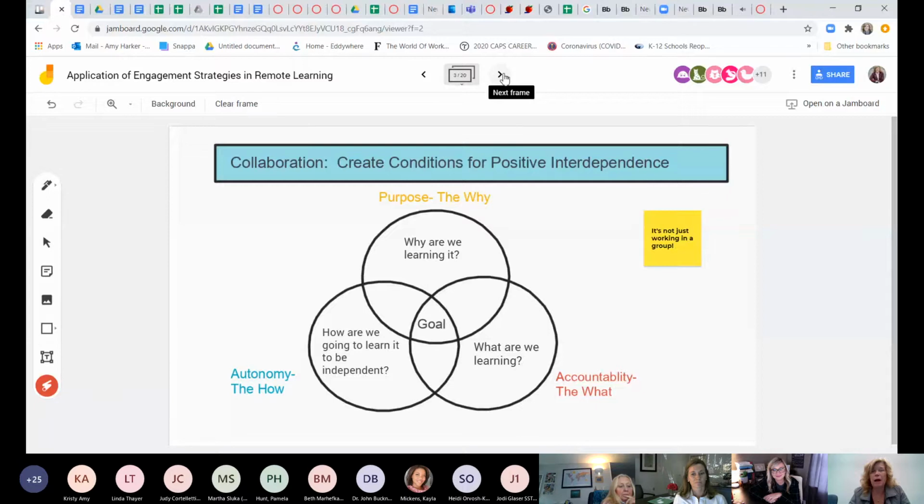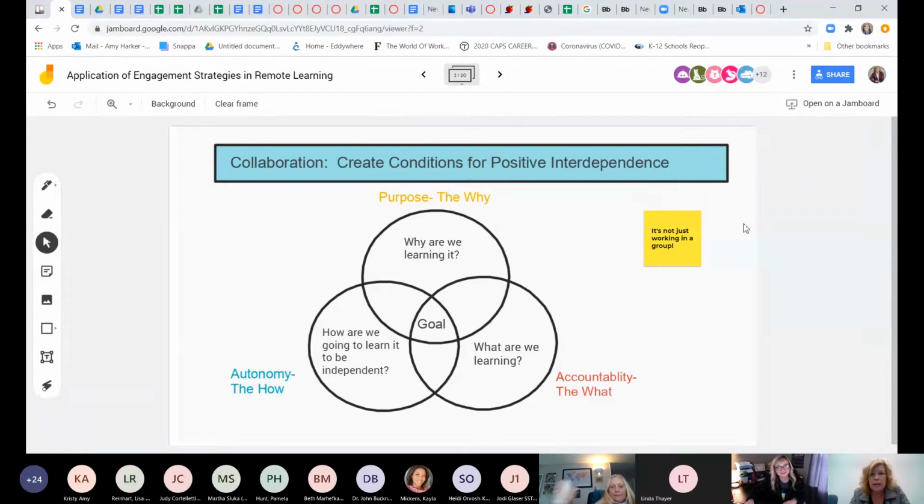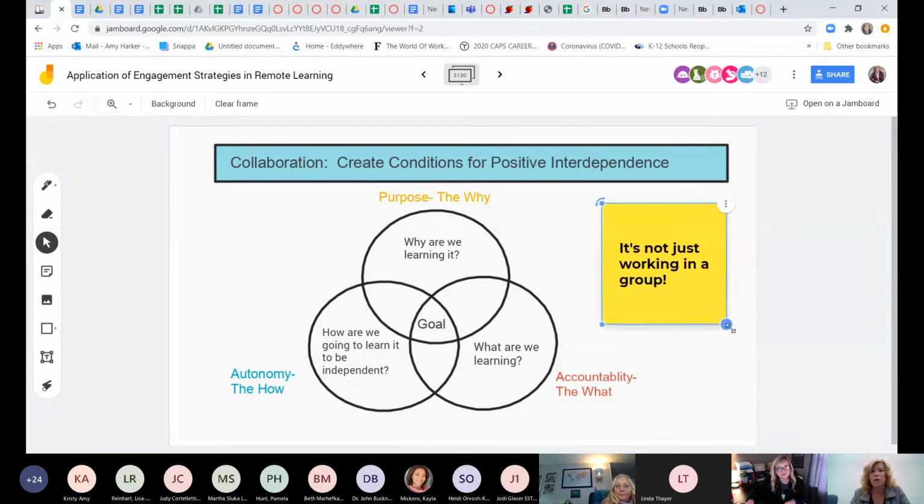Collaboration, I spent a lot of time this summer working with Agile for Education, and collaboration was a big tool that we talked about. And of course, when we talk about collaboration, I put this big Post-it note right here, and I'm going to get rid of that so that I can click on it. Once you have a Post-it note down, you can change the size of it to emphasize. So this says, collaboration is just not working in a group.